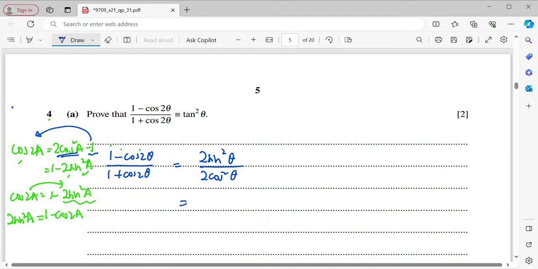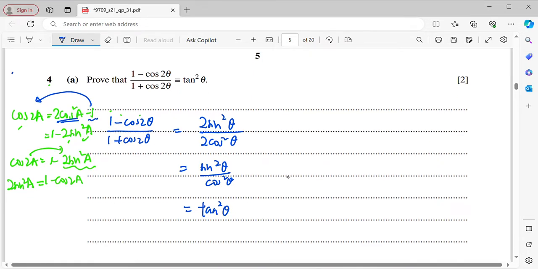Then from here, the 2 will be cancelled off. Sine squared over cos squared will be tangent squared. So here I'm getting tangent squared theta. Okay, so done for this part.